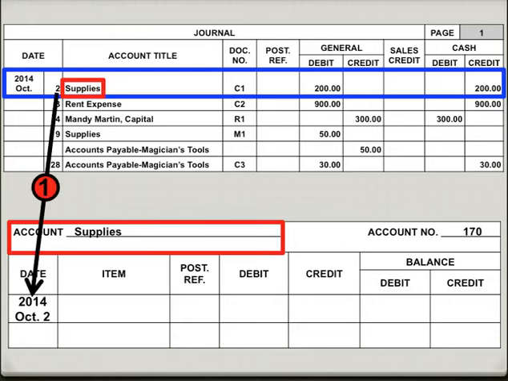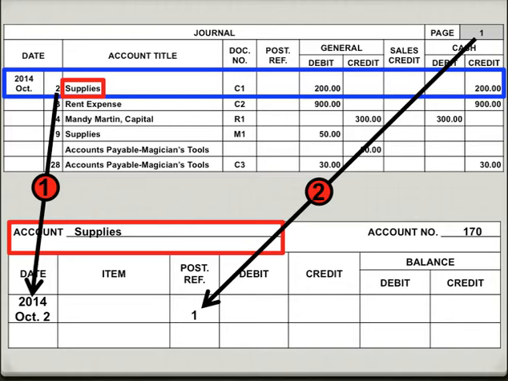Step 1. The date in the ledger should match the date from the journal. This is the date the transaction occurred. Step 2. Write the page number in the post reference column. Journals can get very long with many pages. Writing the page number makes it easy to trace the entry back to its source in the journal.